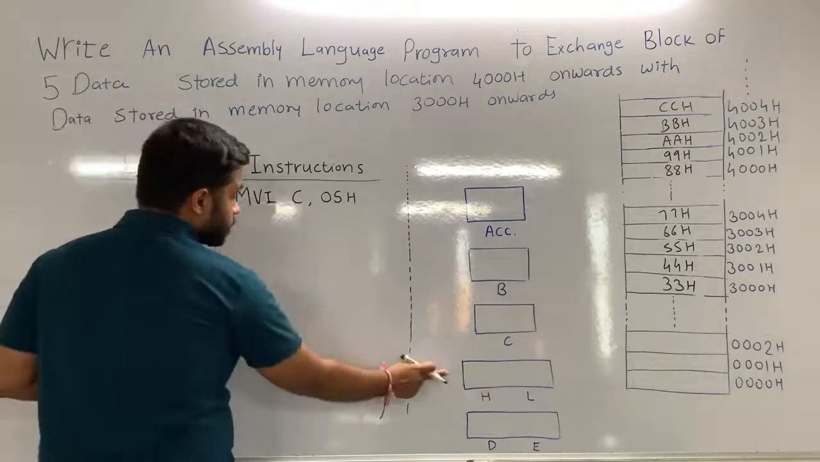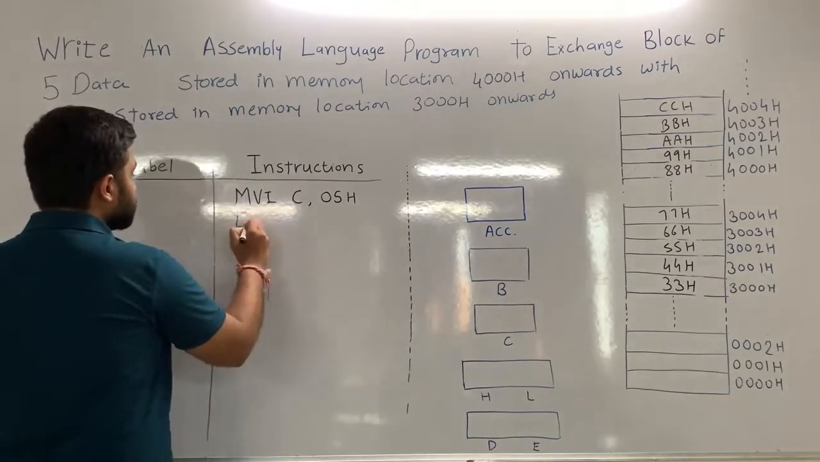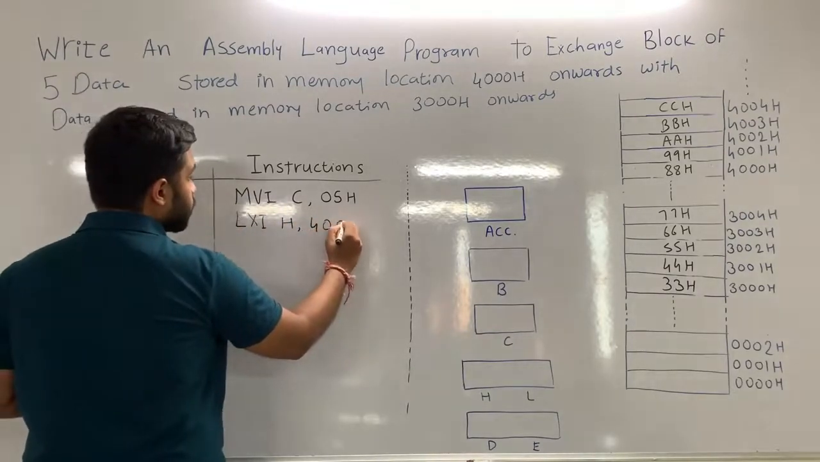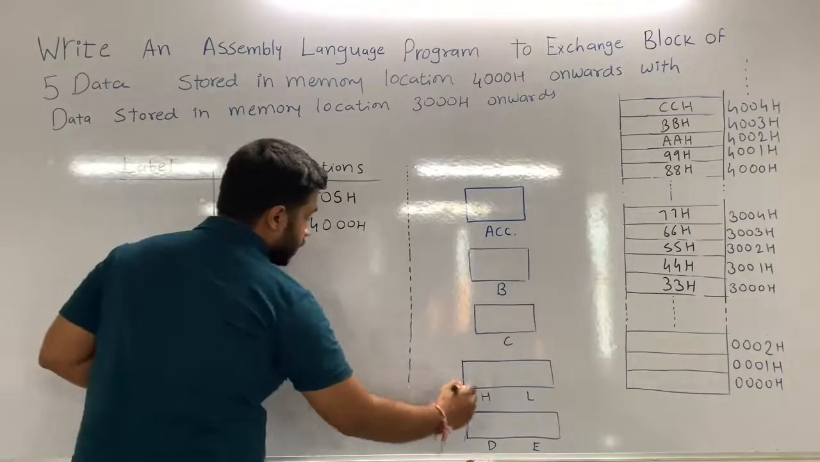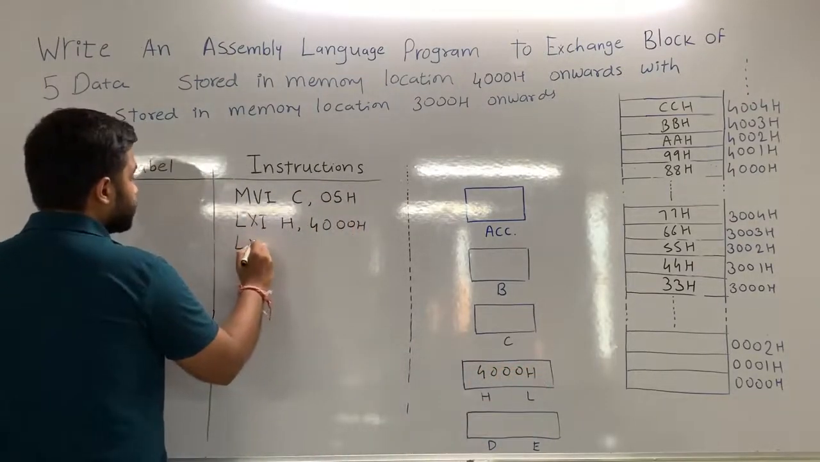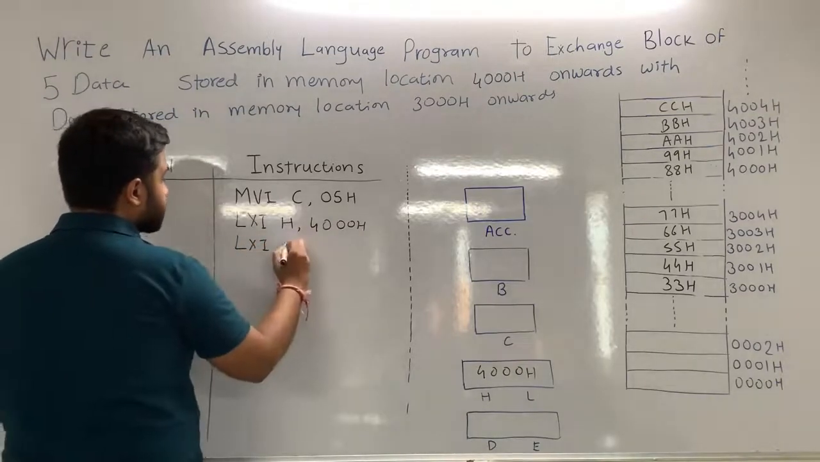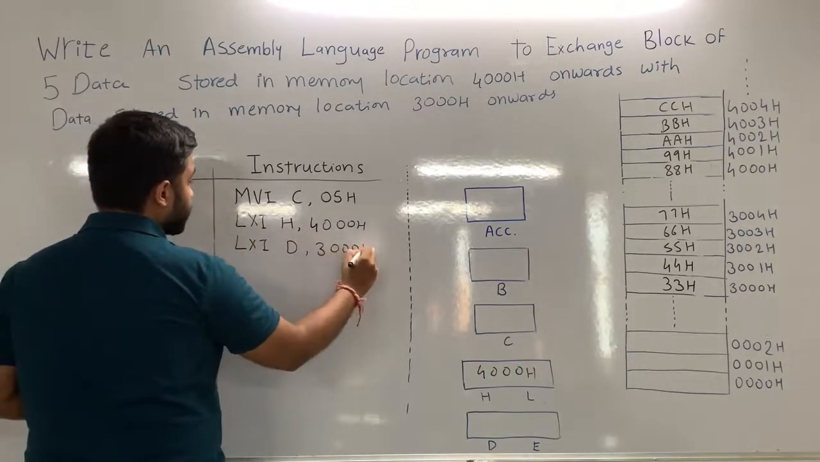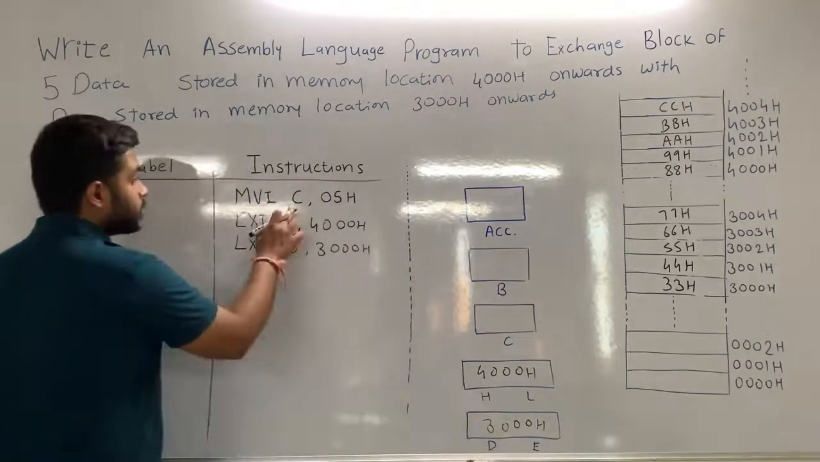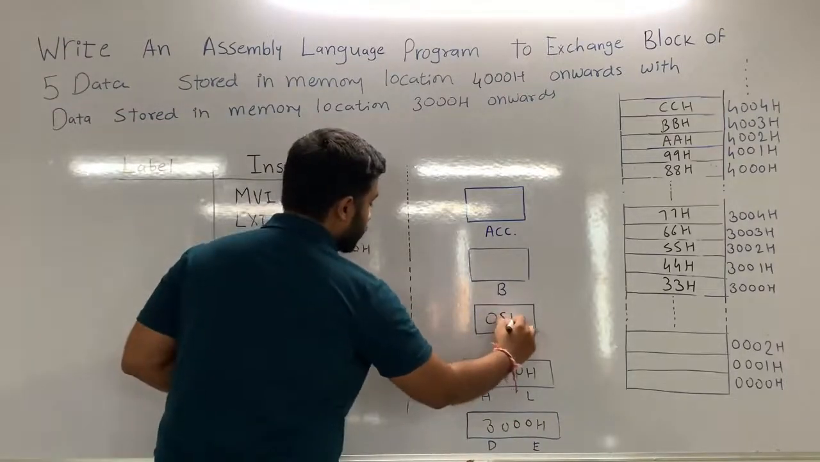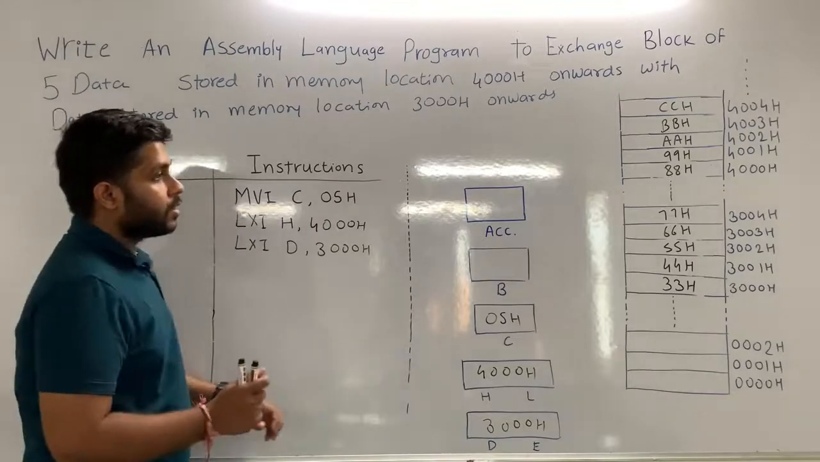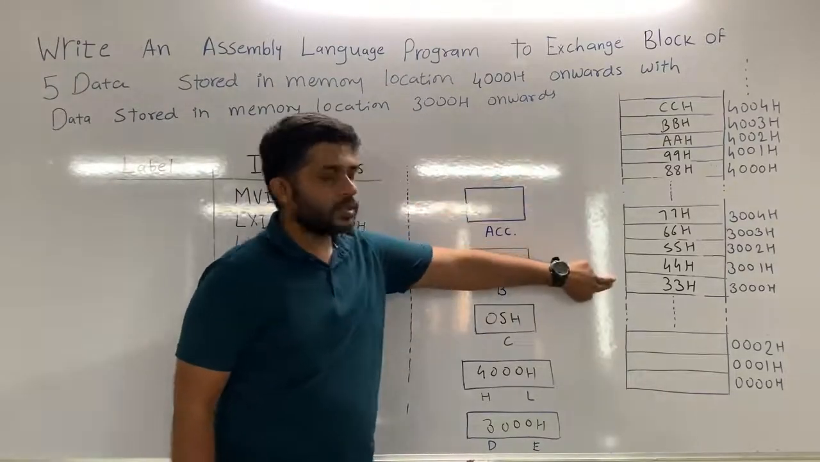After that, we will initialize the source and the destination pointer. So let's initialize the source pointer: LXI H, 4000H. So in the HL pair, 4000H will be stored. After that, let's initialize the destination pointer: LXI D, 3000H. So the DE pair will contain 3000H. The register C will contain 05H. So initialization is done. Now let's exchange the data which is stored in the 4000H with 3000H.